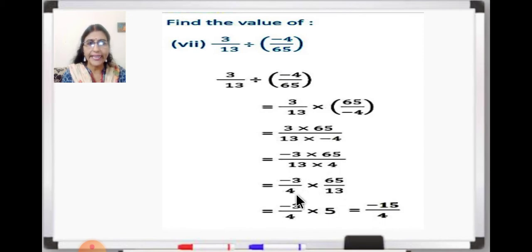Or if you rearrange it, if you write like this, minus 3 upon 4, and this you will bring it here, because we know 13 5s are 65. So we can group them like this. And then 5, and then 5 3s are 15, and then minus into plus is minus upon 4. So in this way also you will get minus 15 upon 4, and if you directly reduce also and then multiply the numerator and the denominator, you will get the same answer.